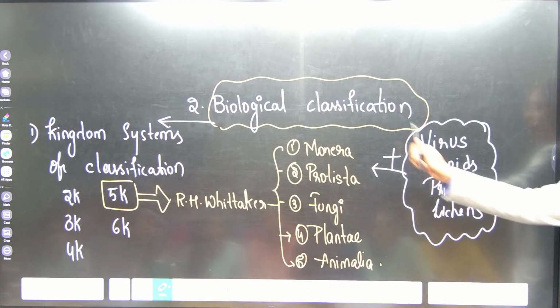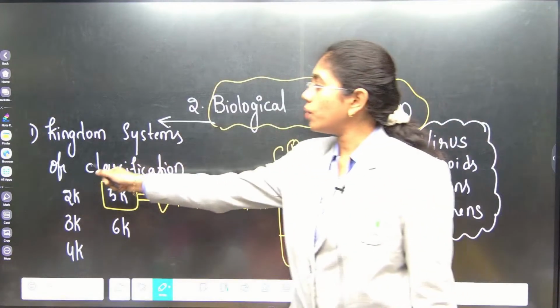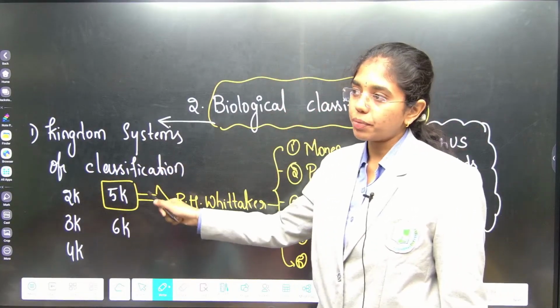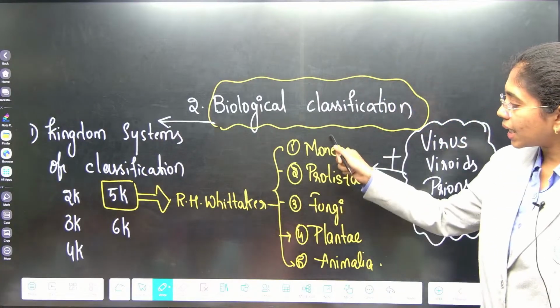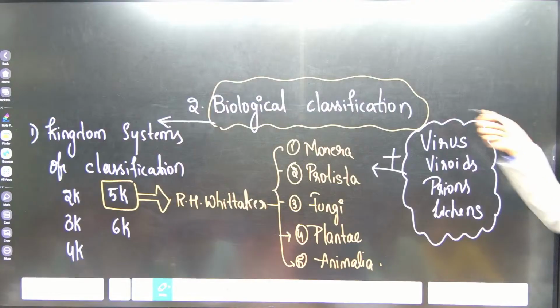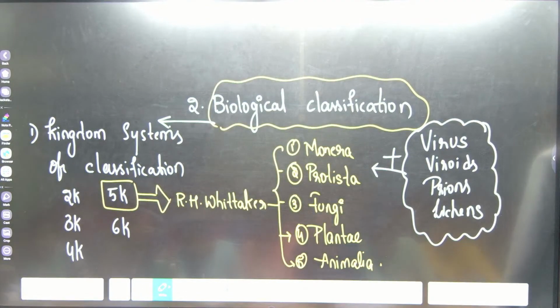Okay. In biological classification, in the beginning you will learn about kingdom systems of classification. Amongst that, the widely accepted one is the 5 kingdom. You will learn clearly about each kingdom in detail, and at last those organisms which are not included in the 5 kingdom system of classification. This is the framework of this chapter. Let's begin with the kingdom systems of classification.